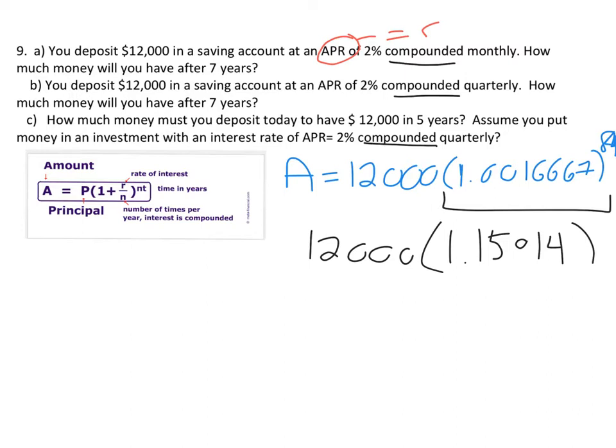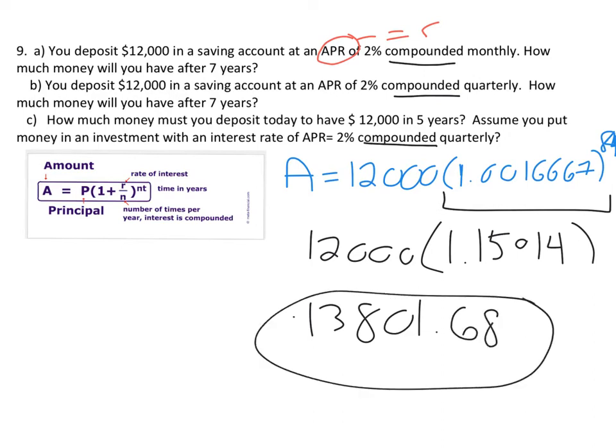So then your final step is to multiply that by 1,200. I'm sorry, 12,000. I keep saying 1,200 and I want 12,000. So what I get is 13,801 point, let's say 68. And whenever you're dealing with money, it's always good to round to the nearest cent. Okay, and then we go back and look at the original problem.